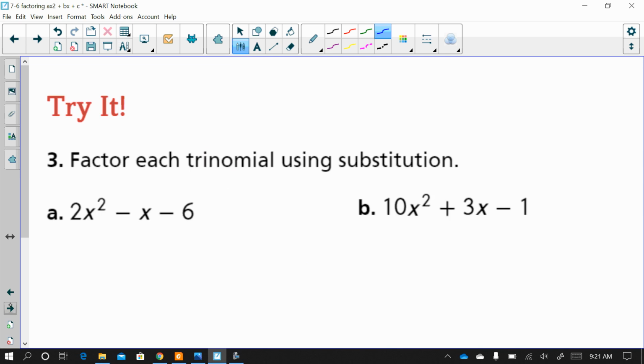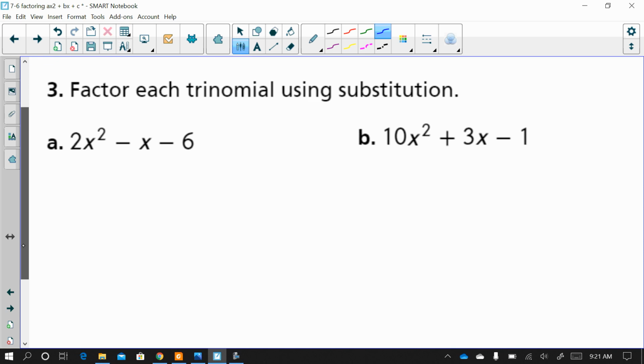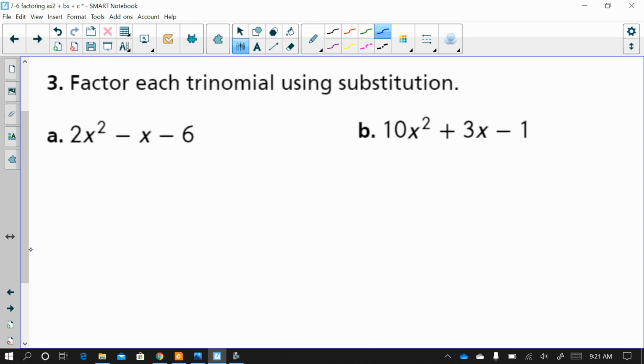Okay, let's practice a few more. Again, pause the video and try these. It's going to make your life easier. Okay, 2x squared minus x minus 6. Only one way to make 2. It's nice. 6, 1 and 6, 2 and 3.